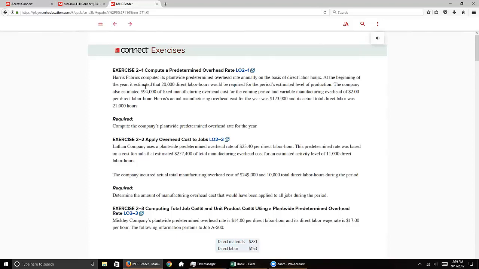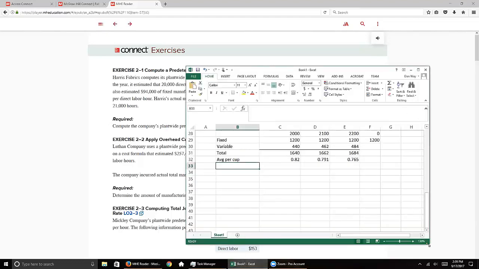So at the beginning of the year for Harris here, we estimate 20,000 direct labor hours would be required for the estimated level of production. We also estimate $94,000 in fixed overhead for the coming period and variable overhead of $2 per labor hour. Harris's actual overhead for the year was $123,900 and its actual direct labor was 21,000 hours. So we're going to calculate the plant-wide predetermined overhead rate for the year.